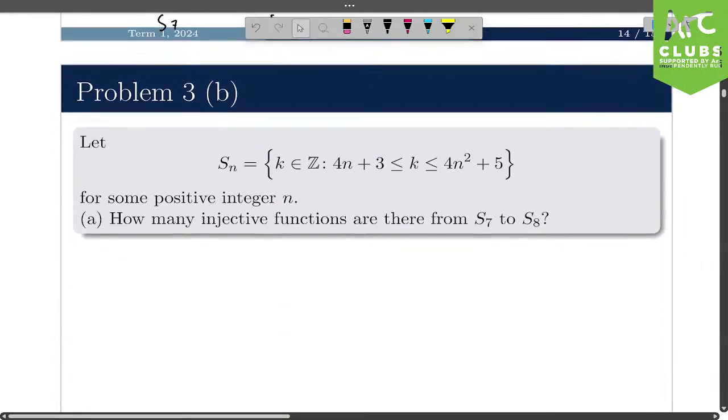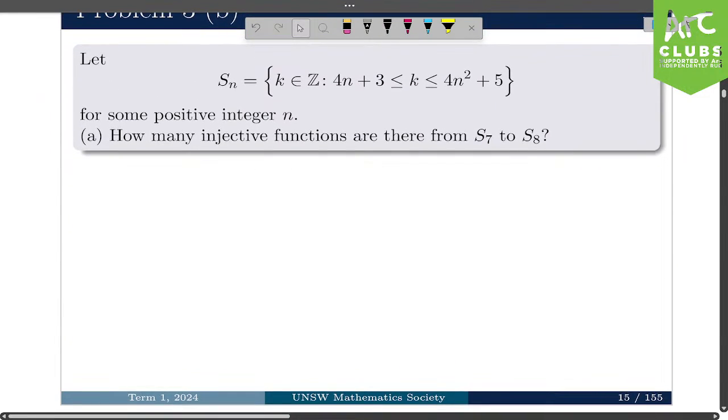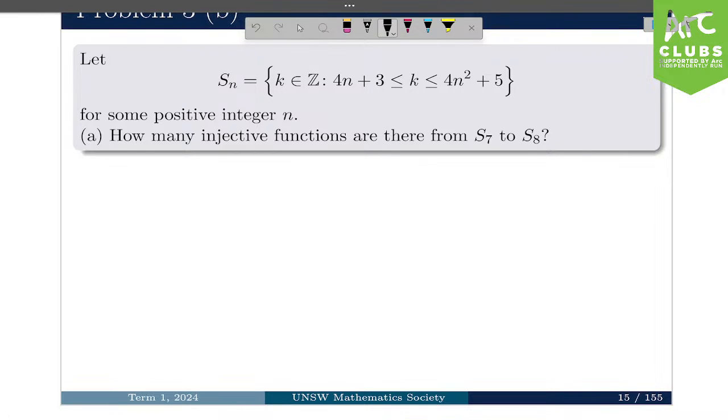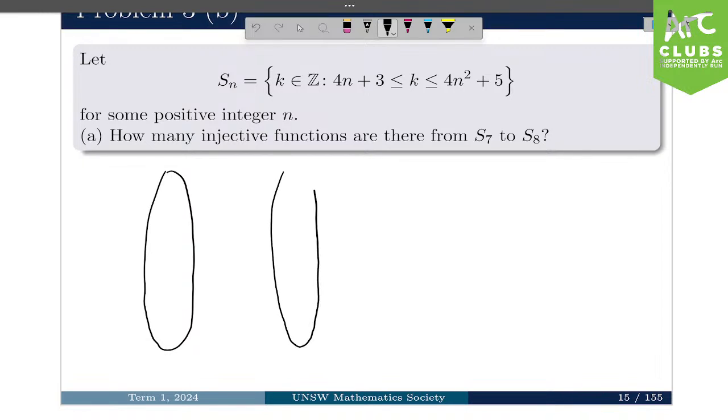All right, moving on. Now, we've got a restriction for our functions. How many injective functions are there from S7 to S8? Let's think about this. So, domain, codomain. Of course, I think a lot of the people watching would be able to do this in their head, but sometimes it does help to draw a picture. S7 and S8.